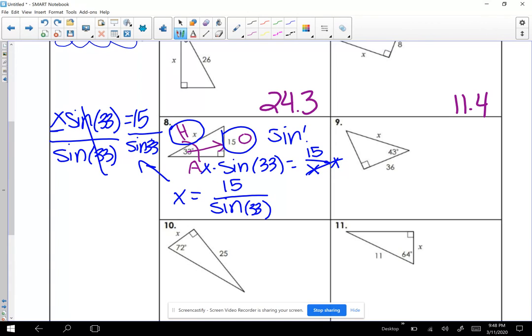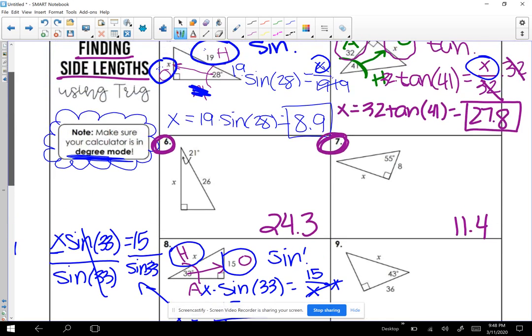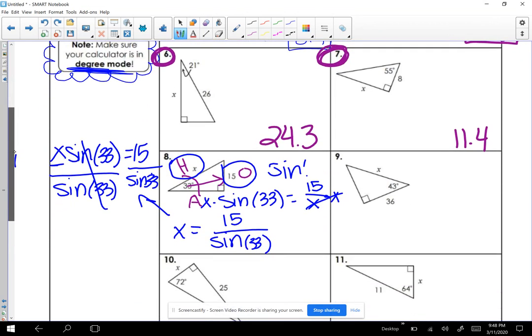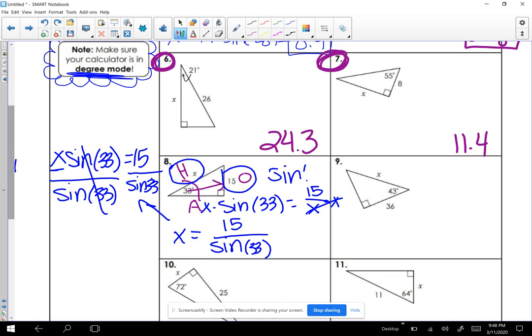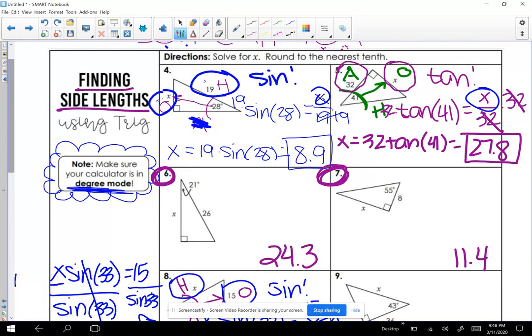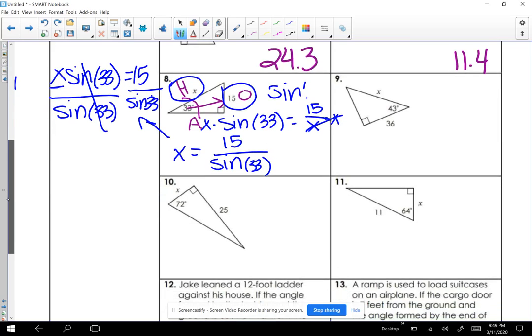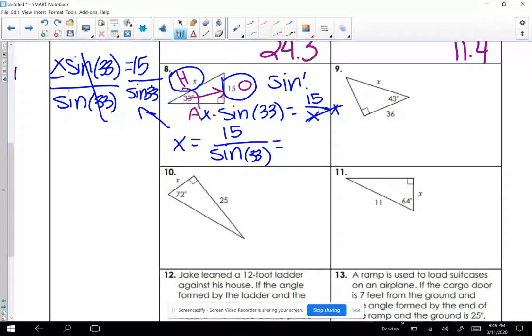So let's pause here for a second. In this example, I have 15 divided by the sine of 33. That is a little bit different than these, where I had 19 times the sine of 28. So as a little trick for you, whenever you get the variable in the denominator, you are dividing the number by whatever the ratio is. Here, the variable was in the numerator, so we were multiplying the number by whatever the ratio was. Just a little trick to help keep you going.